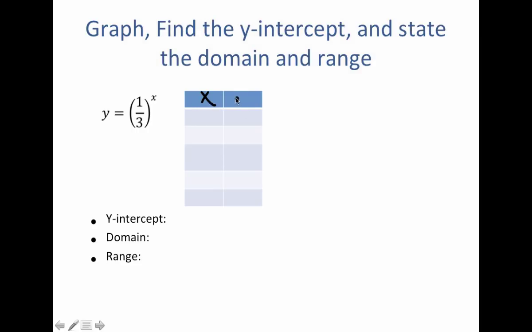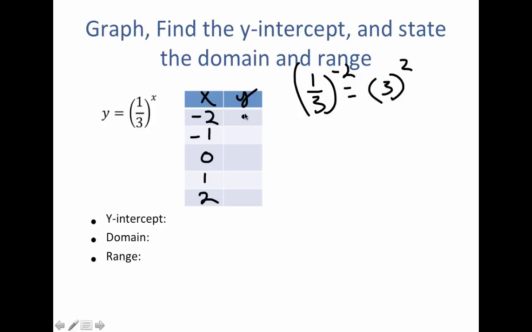So let's put in an x and a corresponding y, let's put in maybe -2, -1, 0, 1, 2. When we put these in, 1/3 to the -2, actually that gets flipped over to 3 squared. Check it on your calculator if you don't trust me. I get 9. 1/3 to the -1 is 3 to the 1, it's 3. 1/3 to the 0, anything to the 0 is 1. Hey, there's my y-intercept. Not surprising. 1/3 to the 1 is a third. 1/3 to the 2 is a ninth.